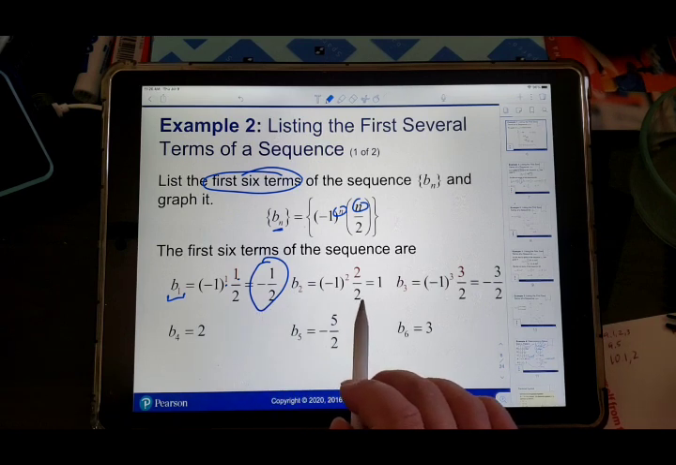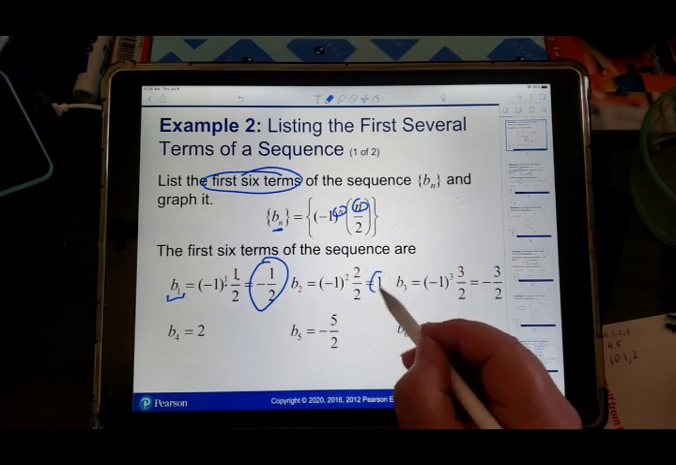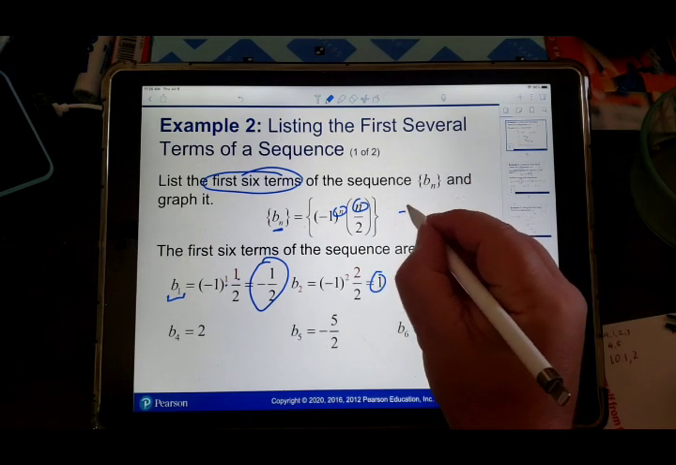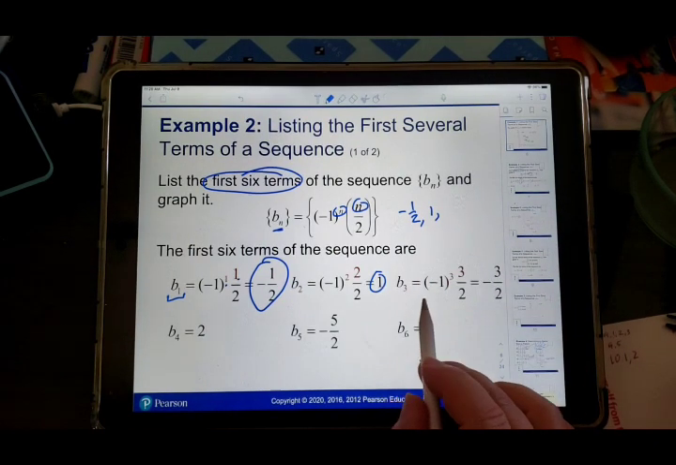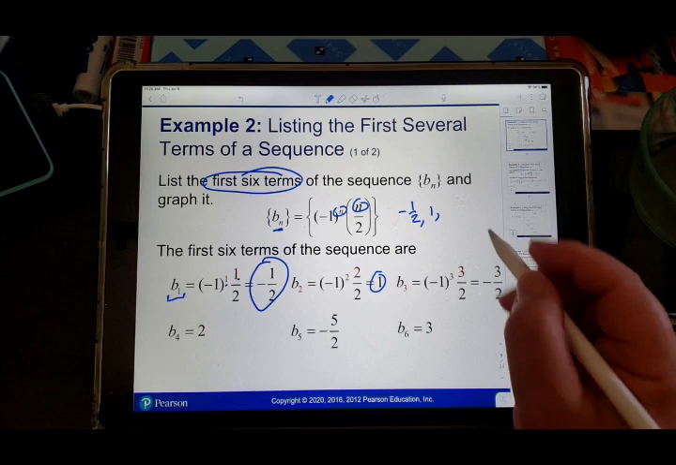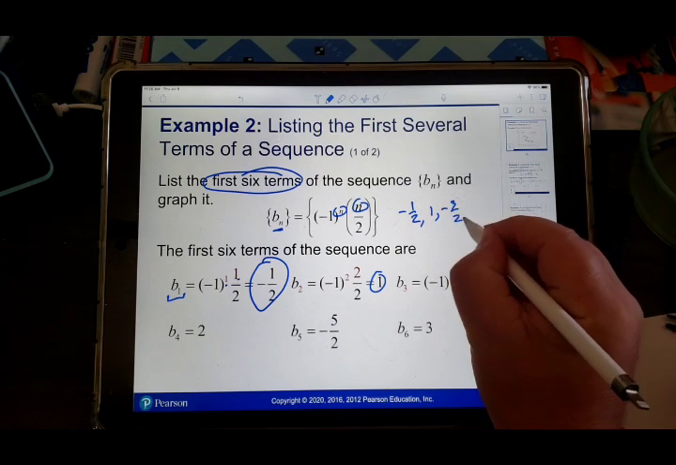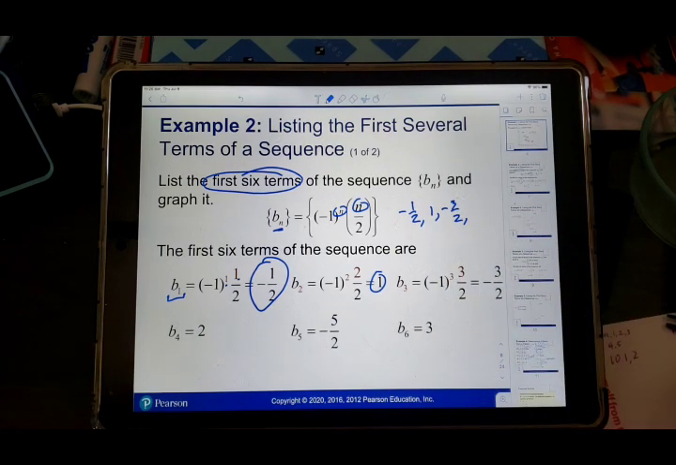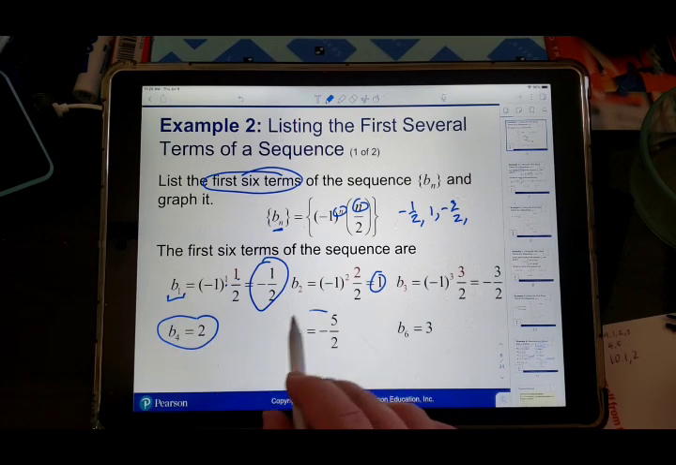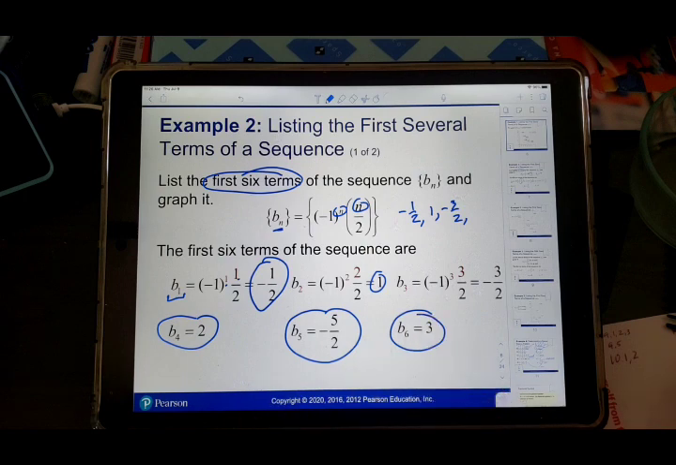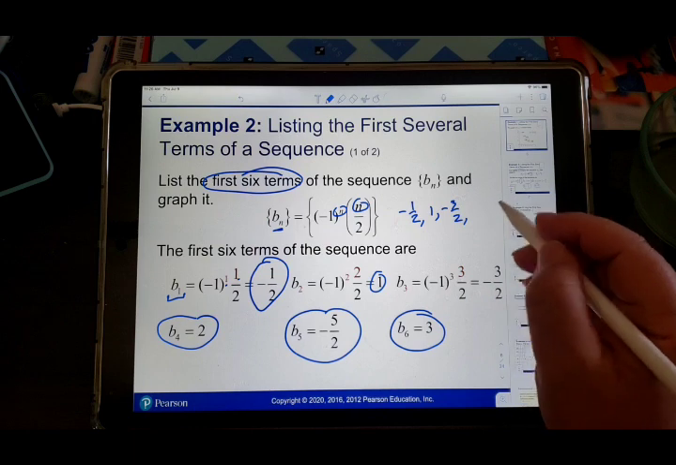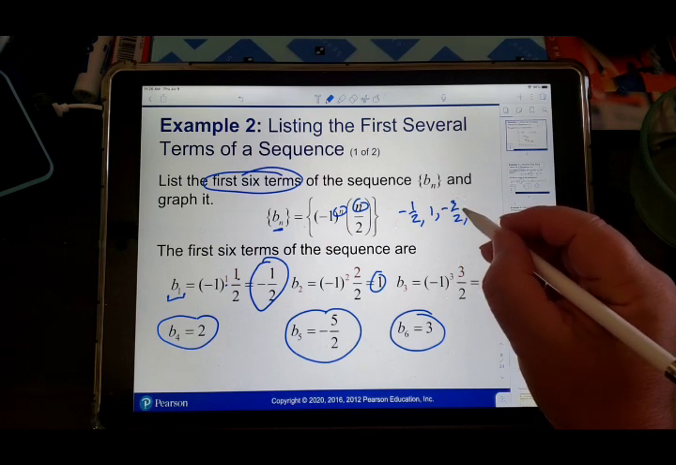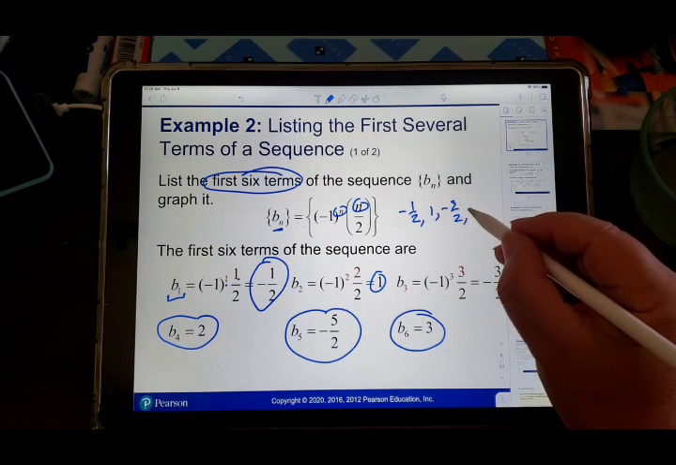We calculate B2, and we get 1. So let me keep a running total here. Negative 1/2, positive 1. Put in B sub 3, and we get negative 3/2. And at least the author, anyhow, seems to think that from here on out, we don't need to calculate anymore. We can just embrace the pattern. So the pattern seems to be that the sign changes, and we're increasing by 1/2.